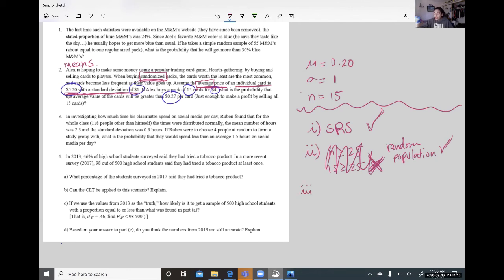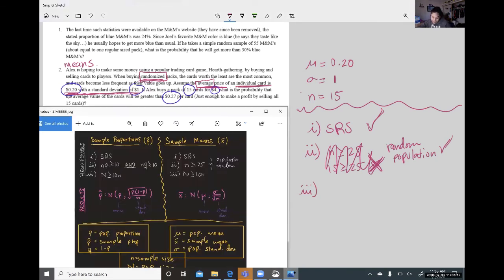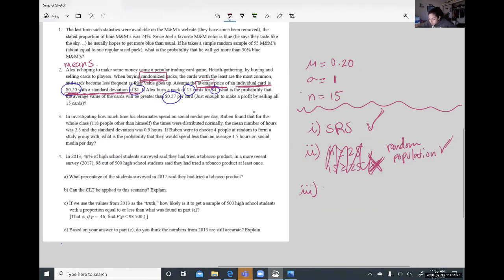And then lastly, our third requirement, we want that capital N, which is the population size, to be greater than or equal to 10 times little n, which is the sample size. So N greater than or equal to 10n. Little n is 15. So then this is N greater than or equal to 150. Now, what are we talking about here? We're talking about some cards that they're using, right? Do you guys think there exist more than 150 of those cards? Probably, right? If they have a whole game going, so then we would say this also satisfies. And so now we've satisfied all three requirements for the central limit theorem.